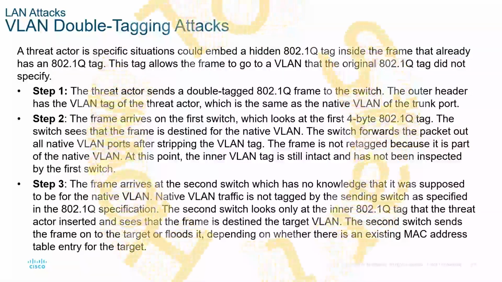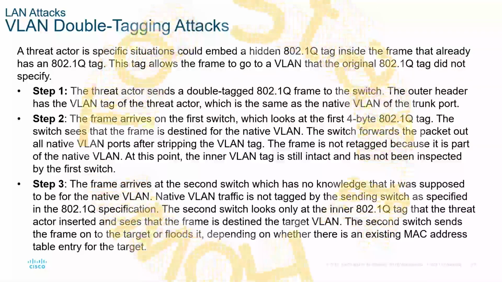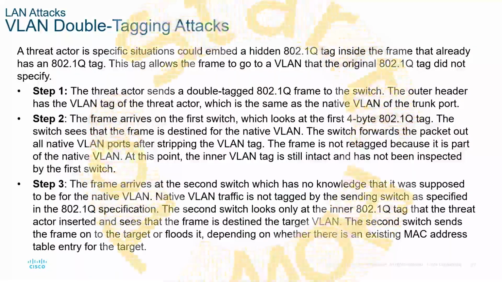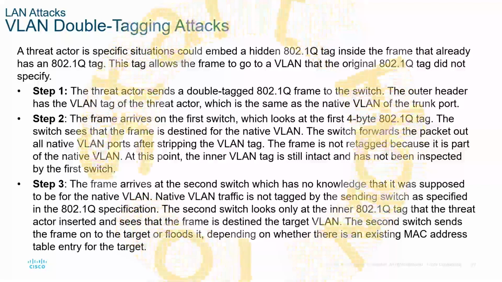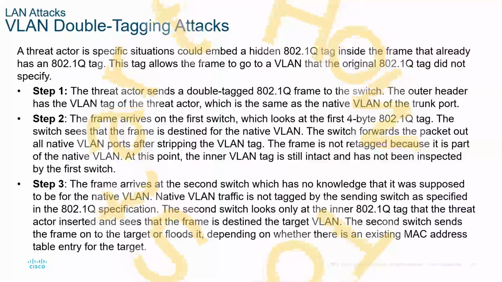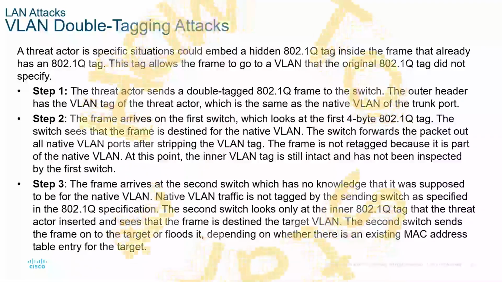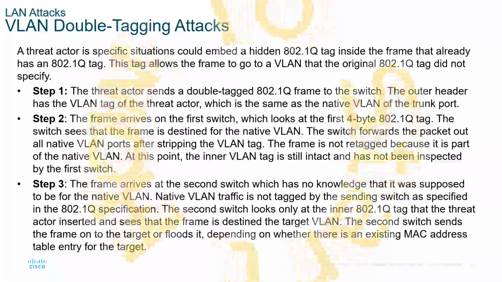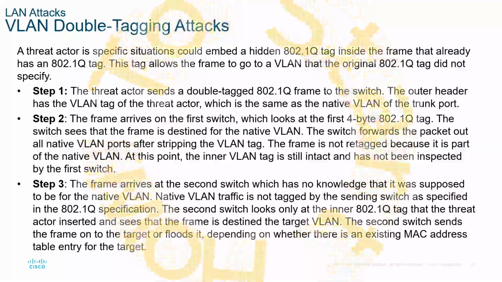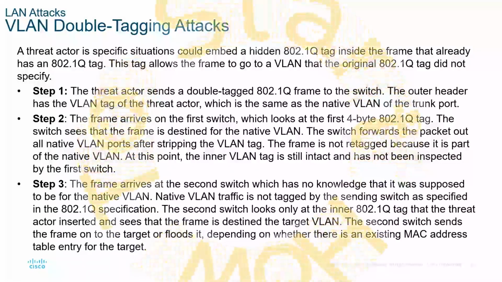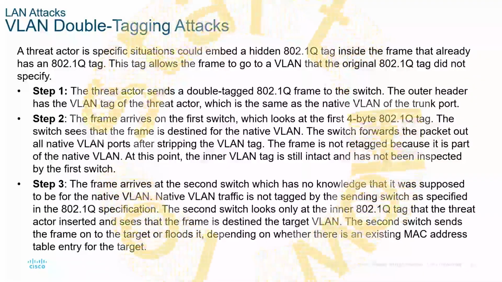So the frame will arrive on the first switch, which will look at the first 4 bytes of the 802.1Q tag. The switch will see the frame is destined for the native VLAN. It will forward it appropriately. However, after the trunk port strips the VLAN tag away, the frame is not retagged because it's part of the native VLAN. So at this point, the inner VLAN tag is still intact and wasn't inspected.